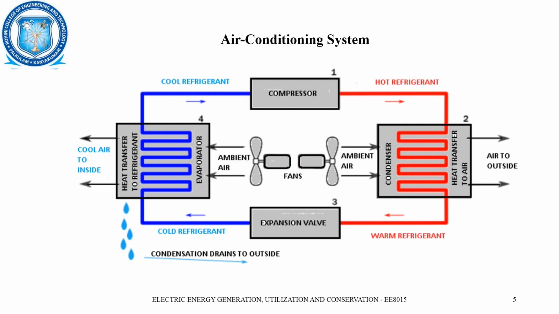and that cool air is sent inside the room. After passing through the evaporator, the refrigerant, because it is supplying the coolness to the air, will have its temperature increased. Now the refrigerant is again sent to the compressor. This is how the air conditioning system will be working.